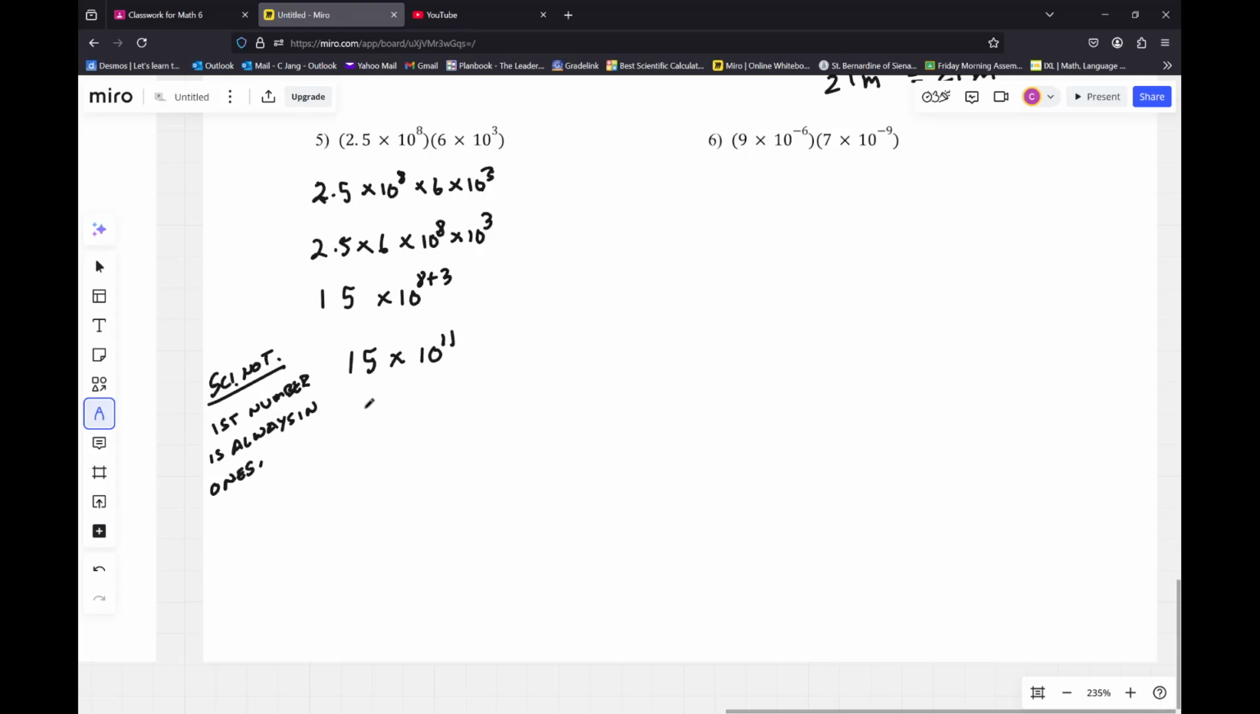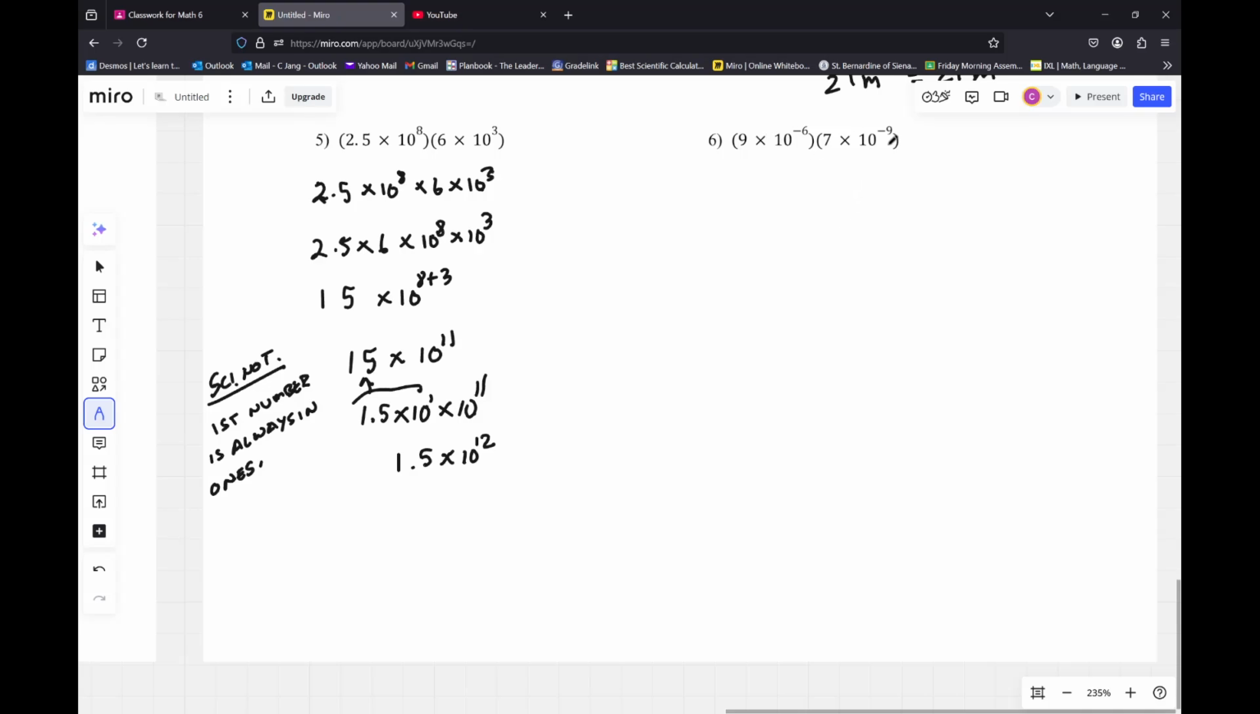So we're going to rewrite this as 1.5. Well, what do I have to multiply 1.5 by to get to 15? That's going to be times 10 to the first power, and then times 10 to the 11th power. So this part here is going to be the same as this thing. Okay? So that becomes 1.5 times 10 to the 12th power.